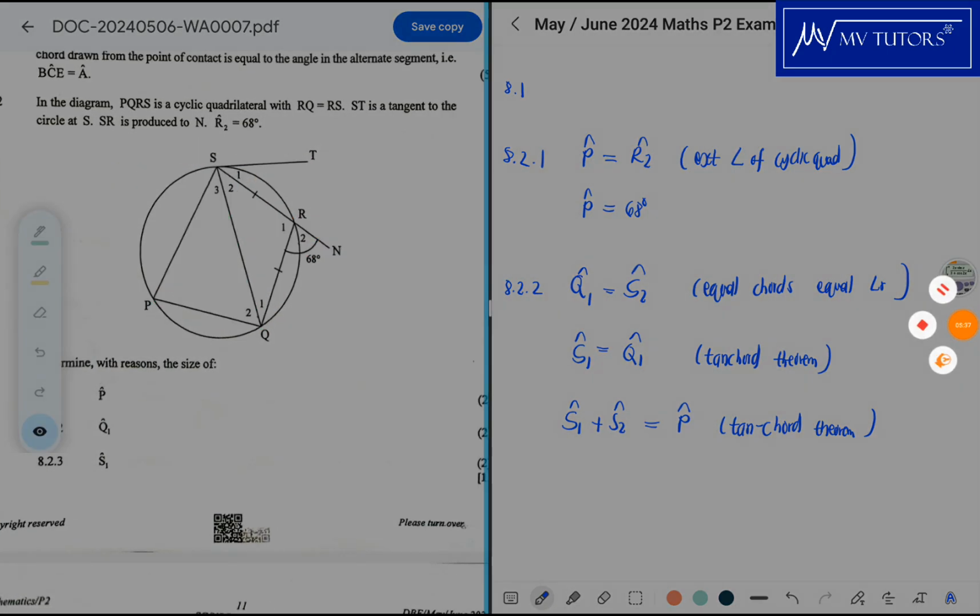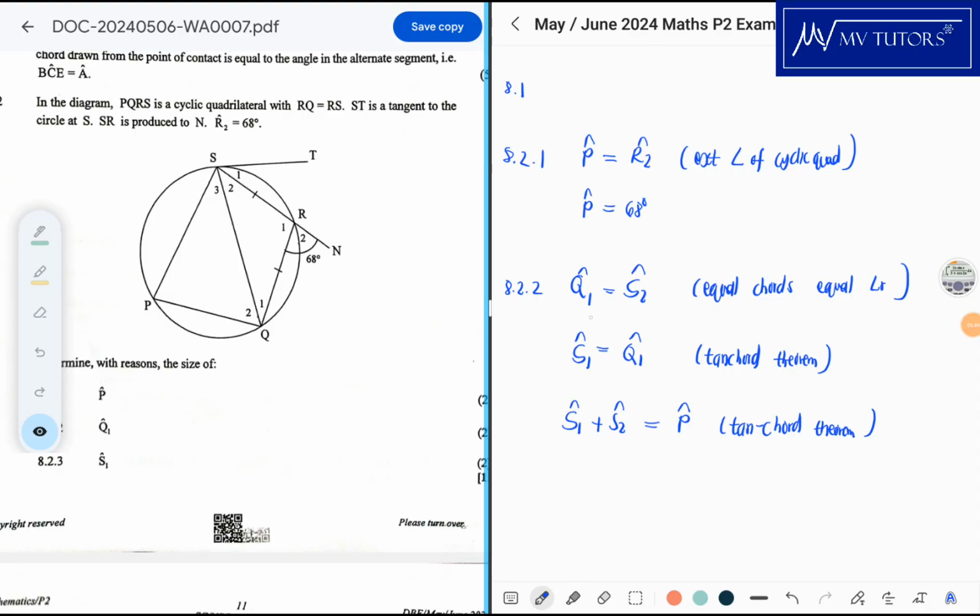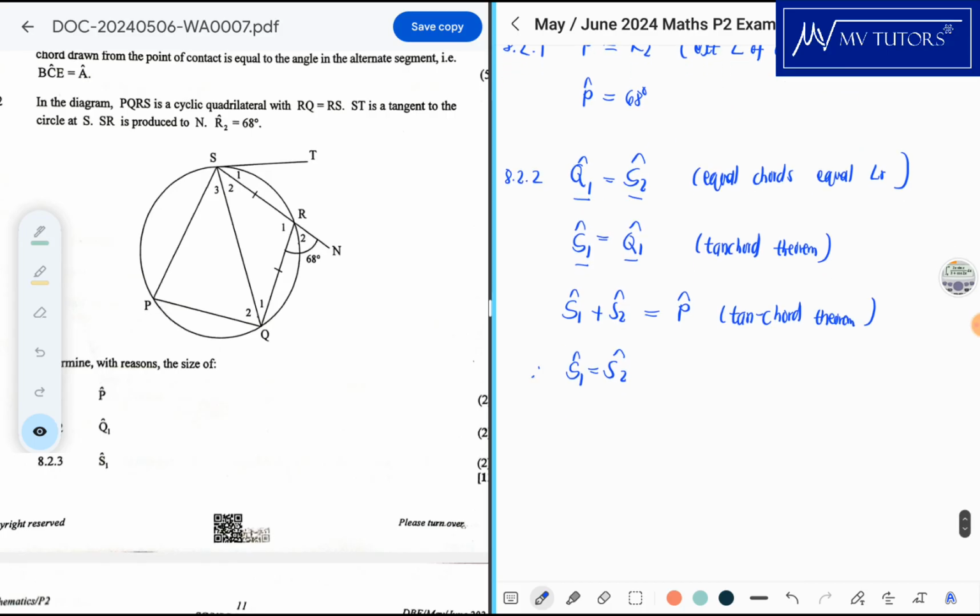So now I know from Q1 being equal to S2 and Q1 being equal to S1 that actually S1 is equal to S2. Okay, so that's the deduction I'm making. S1 is equal to S2. So if S1 plus S2 are equal to 68 degrees, I've done so much for this 2 marks, then I know that actually S1 is equal to S2, which is equal to 34 degrees.